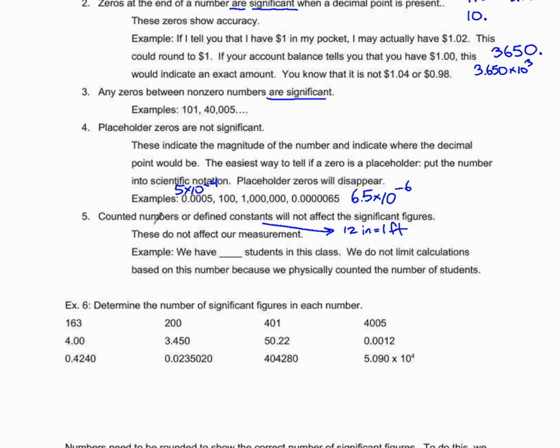Same thing with things that we counted. So we have a certain number of students in this class. I'm actually teaching an empty room right now, but let's say we had 17 students in this class and I physically counted 17 students. Well, we don't need to limit our calculations on accuracy based on 17 because I didn't measure this, I counted this. Let's leave that blank. You can fill in your own number another time.